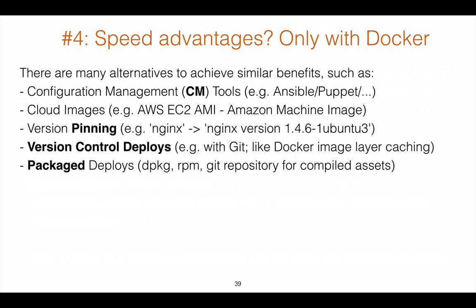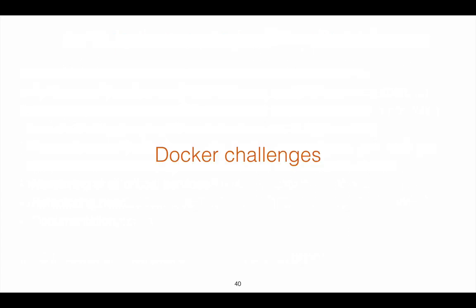Another misconception is that only Docker or containers allow you to get those speed advantages. Well, there are many alternatives to achieve similar benefits, maybe not the same, but all those alternatives together provide certain types of benefits. Configuration management tools, cloud images, version pinning, version control deploys, packaged deploys, etc. All those things bring benefits, most of which Docker claims to bring as well. So Docker is not the only way to get those benefits to your infrastructure.